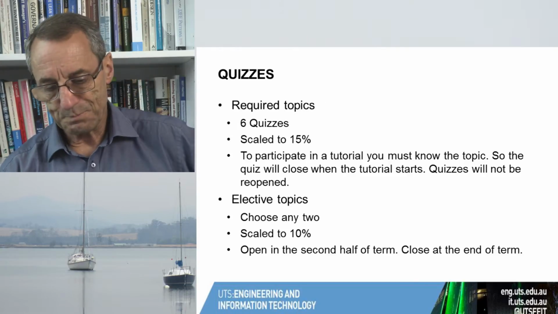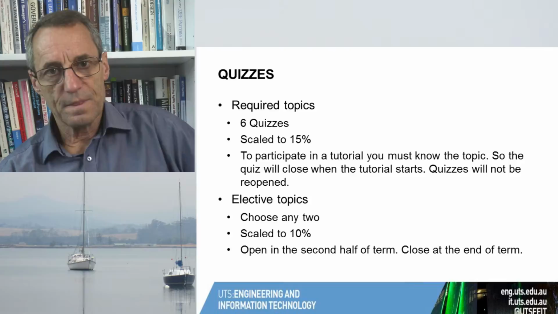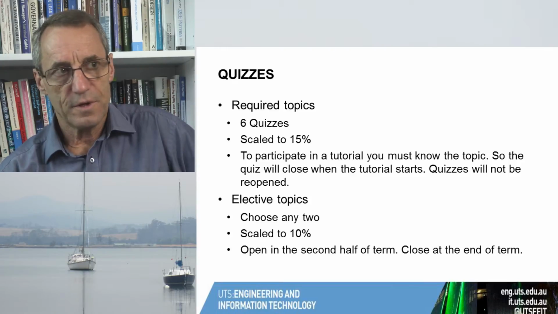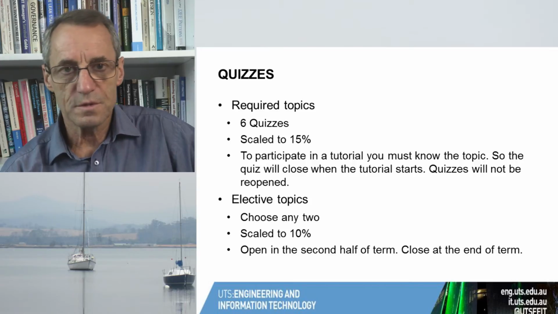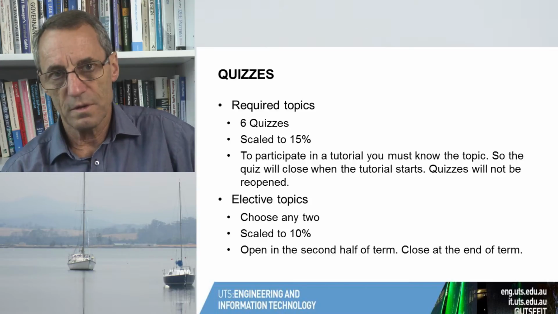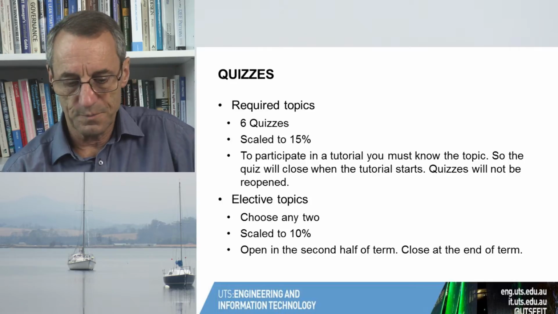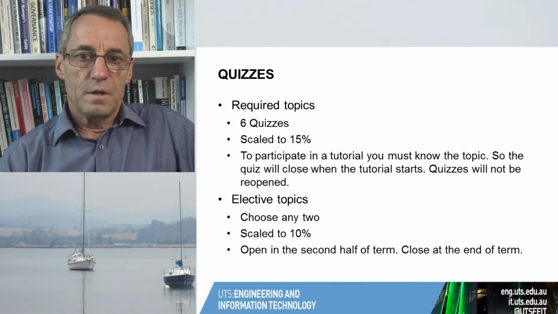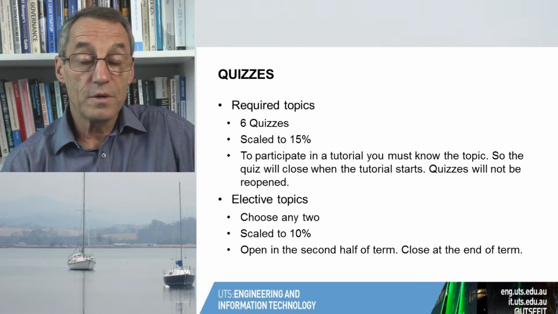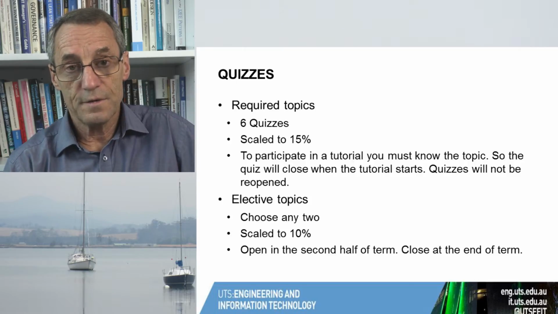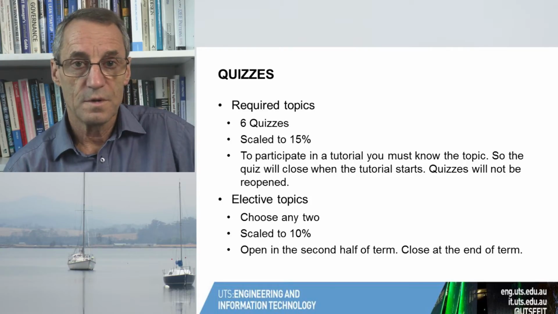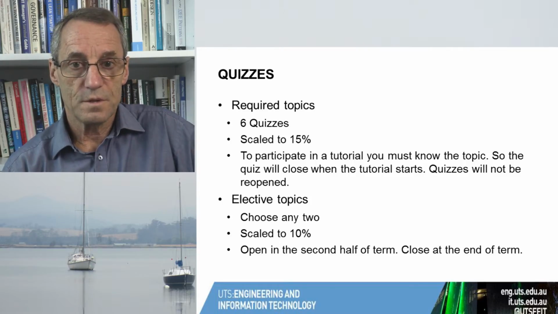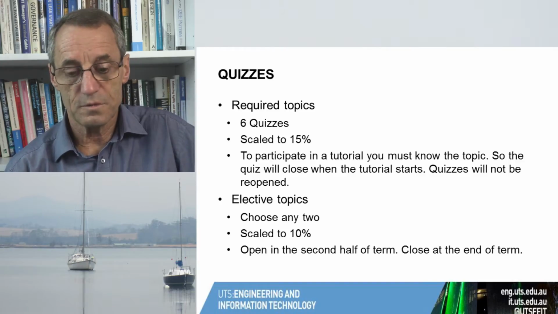Now, the quizzes, there are 6 quizzes. I think in fact there's 7 or 8, but because there's only 6 weeks in the first half of the term, then I can only reasonably examine 6 of them. The marks, each quiz is marked out of 10, and the total number of quizzes is scaled to 15. So take the average, multiply it by 1.5, and that's what your mark will be.